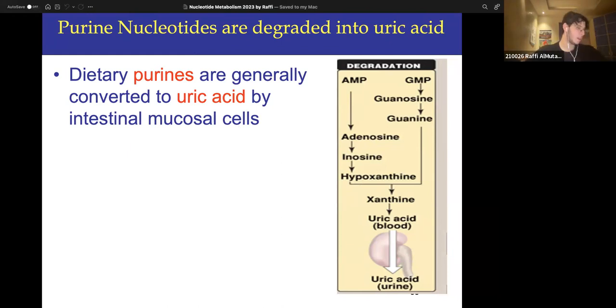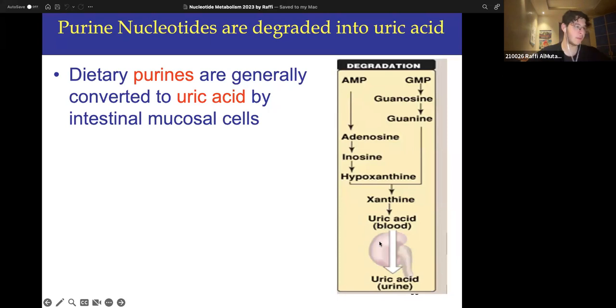Okay, yeah. So let's start off by talking about purines. So we've made the purine. Now, sometimes we need to get rid of this purine. And so the end product of purine nucleotide degradation is something called uric acid. Uric acid or urate.